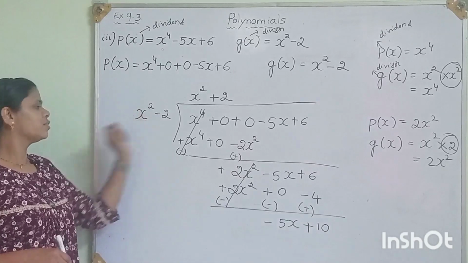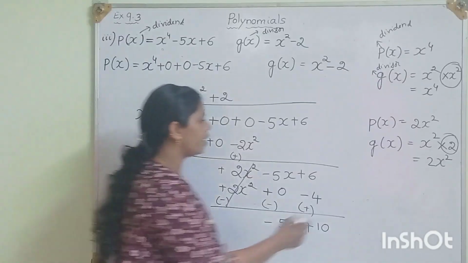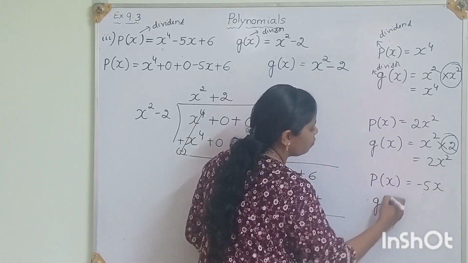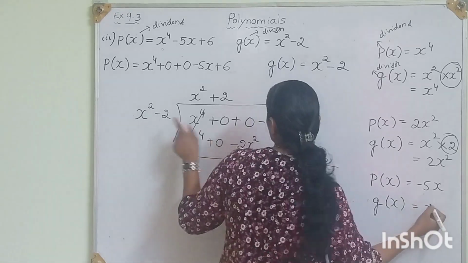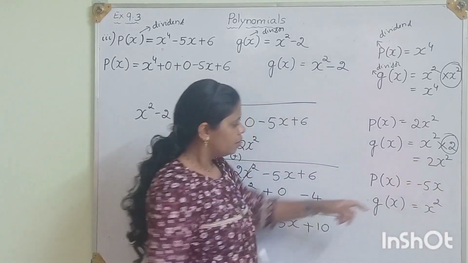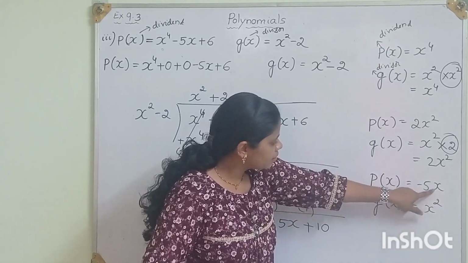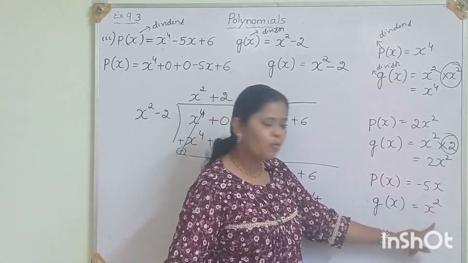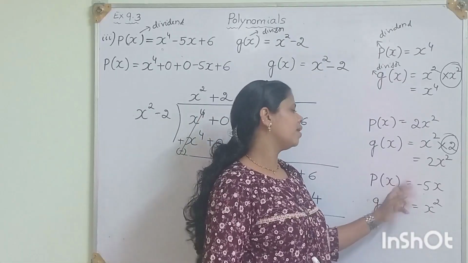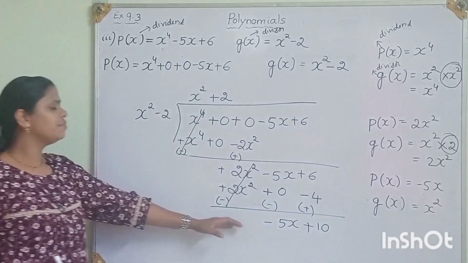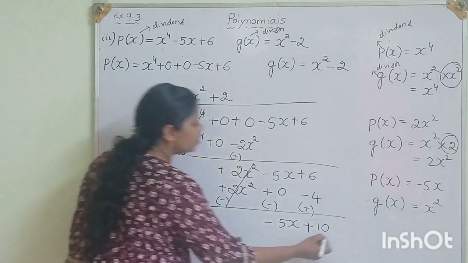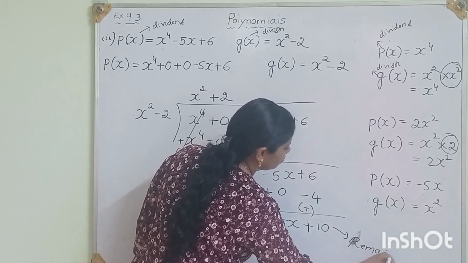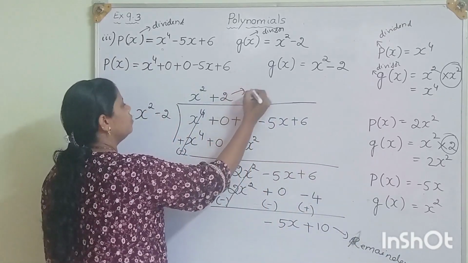Now look at this carefully. The first term of P of x is minus 5x, and the first term of G of x is x square. Now compare their degree. The degree of G of x is more. So we cannot divide further. We will stop the division here. Okay. Then this is our remainder, and this is our quotient.